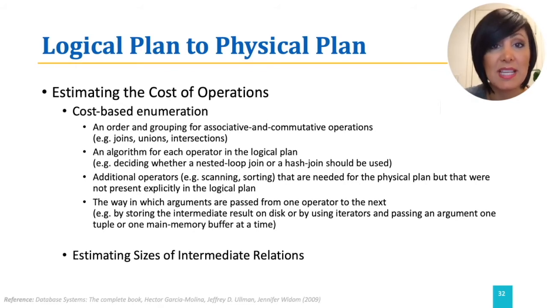In cost-based enumeration, we decide about the order of groupings for associative and commutative operations. Also, on algorithms for each operator in the logical plan. For example, should we use hash join or nested loop join?